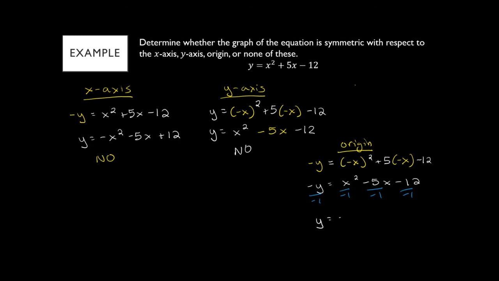So we got y equals negative x squared plus 5x plus 12. And then in this case, only the 5x part has the correct sign. And so this has no symmetry across the origin. That's not exactly the same.